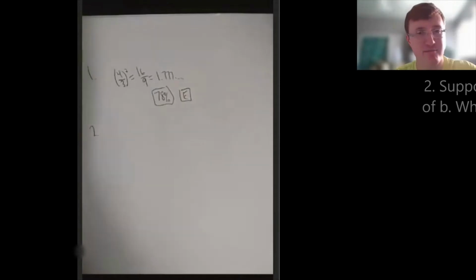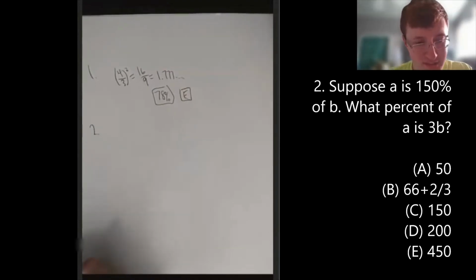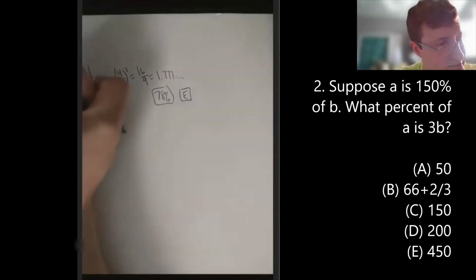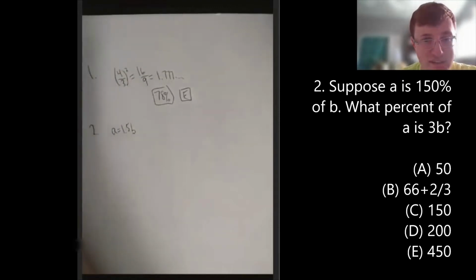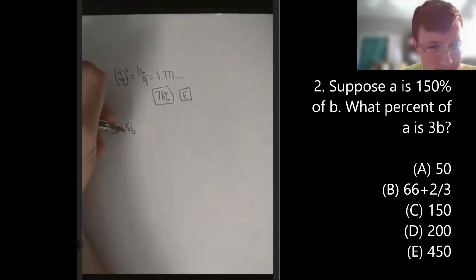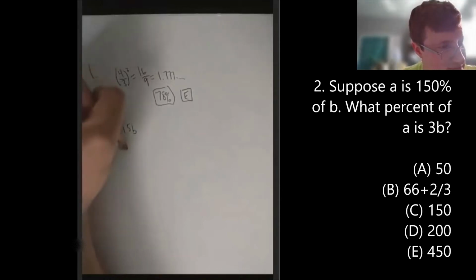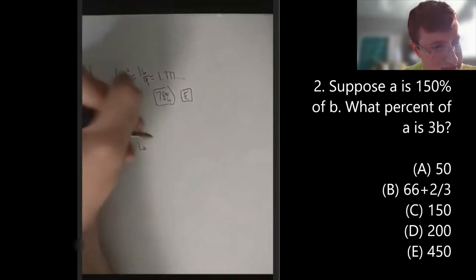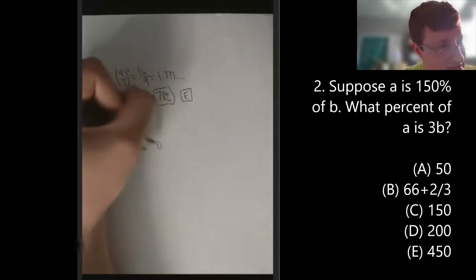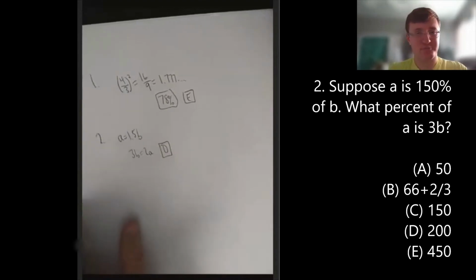Okay. Problem 2. A is 150% of B. What percent of A is 3B? Okay, so A is 1.5B, and what percent of A is 3B? So B is 2/3 of A, so 3B is twice A. So 3B is 2A, so that's 200% of A, so that's D. Okay.